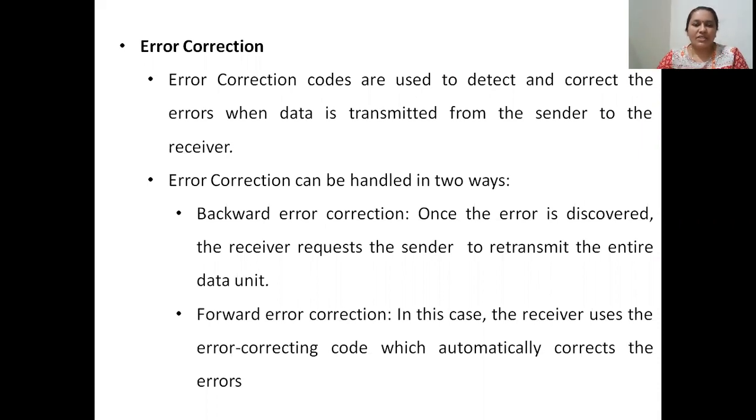There are two ways in which error correction can be done. First one is backward error correction. Second one is forward error correction. In backward error correction, once the error is discovered, the receiver will request the sender to retransmit the entire data unit which was found to be under error. Whereas in case of forward error correction, the receiver will use the error correcting code itself to automatically correct the errors.